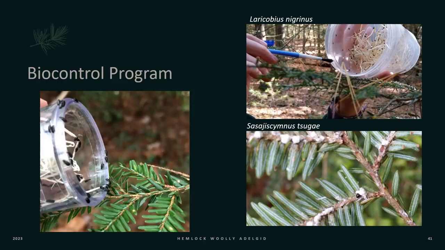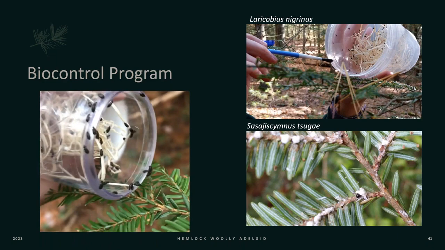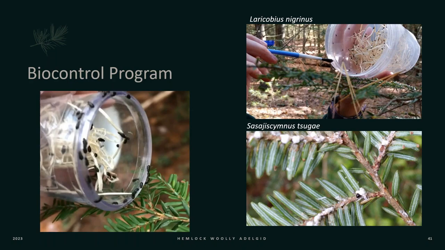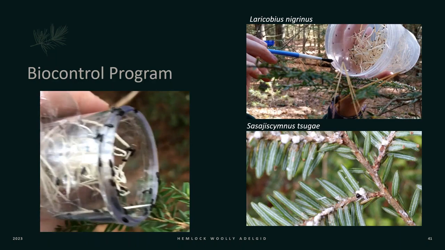We have released biocontrols for hemlock woolly adelgid here in Massachusetts. Historically we've released two species, Laricobius nigrinus and Sasajiscymnus tsugae. Sasajiscymnus tsugae was released in the late 90s, early 2000s. Laricobius has been released since the late aughts, early 20-teens, and through now, it is a species we still release. Both of these are predator beetles, so they are beetles that actively eat the adelgid.